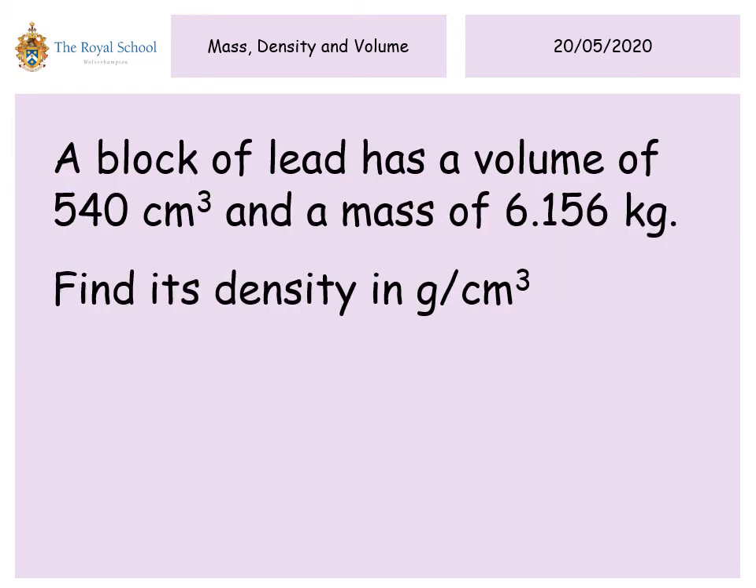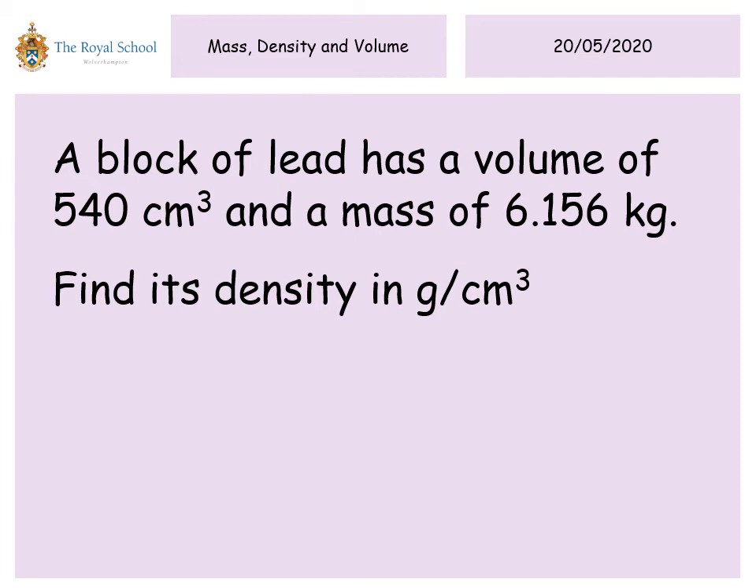A block of lead has a volume of 540 centimetres cubed and a mass of 6.156 kilograms. Find its density in grams per centimetre cubed. So pause time for your question. I'll run through the answer now.